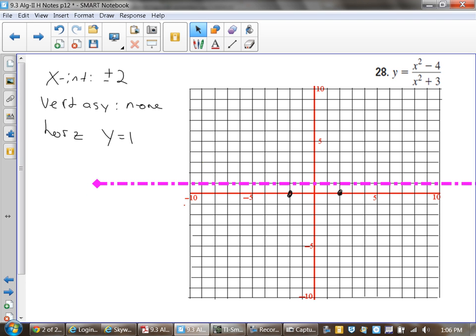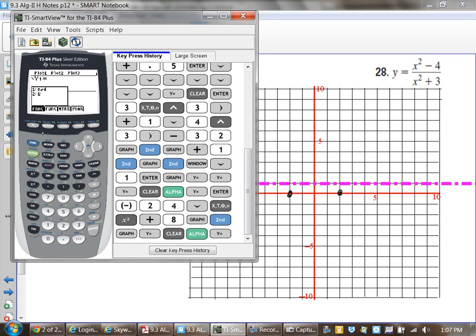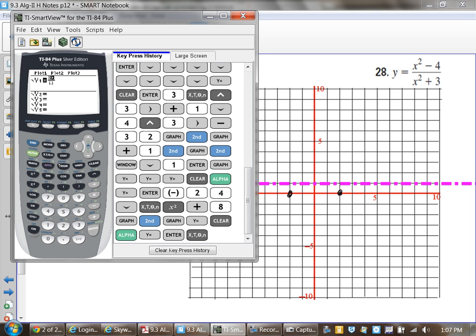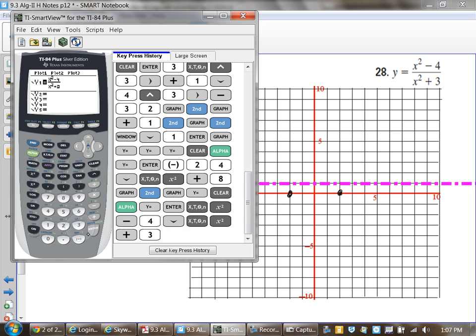Table function. You go to your table. Let's see. x squared minus 4 over x squared plus 3. And you'll get some decent, I mean, they're not pretty, but you have some decimal equivalencies that you can mess around with and kind of fudge where it's going to go.